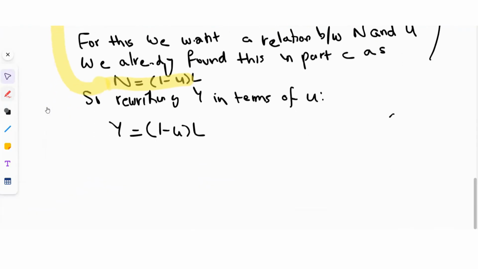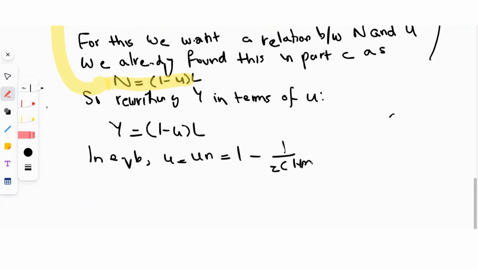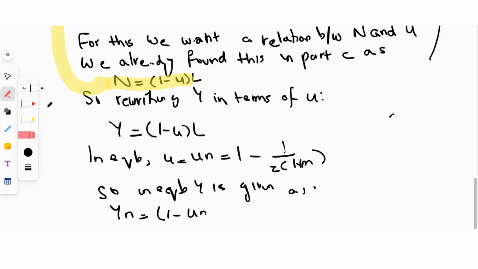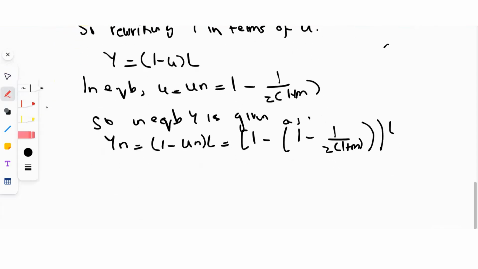So now we know in equilibrium, u is equal to the equilibrium u, un, which is 1 minus 1 by z1 plus m. We just found this equilibrium value. So in equilibrium, Y is given as, we know Y is (1 minus u) L. So if in equilibrium u is un, then Y is going to be yn, which is (1 minus un) times L. So then this is just going to be 1 minus, and then this is un, 1 minus 1 by z1 plus m, times L, right?